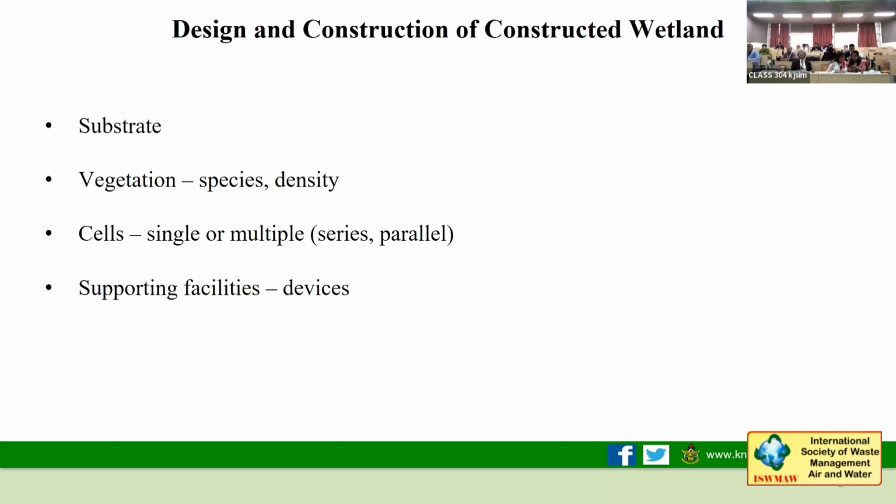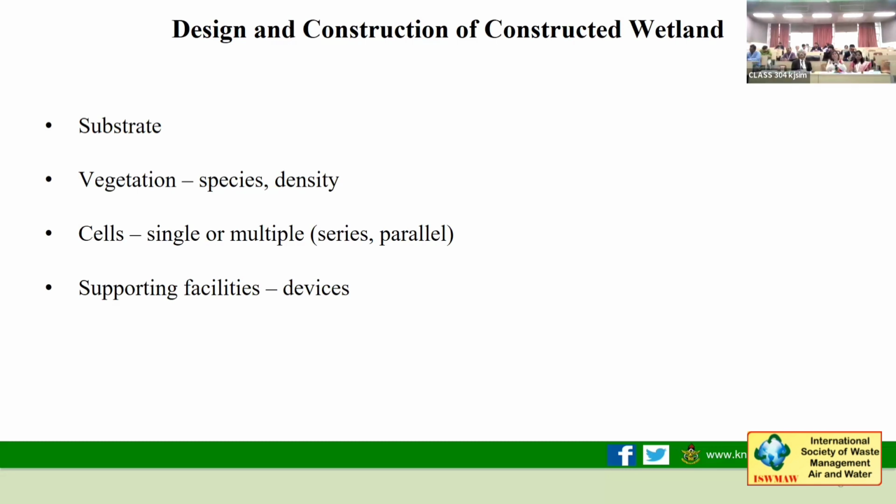Then the vegetation, there are various species. Some are emergent, some are floaters, some are submergent. And then apart from that, you can consider the population density. That is whether a sparse population or a dense population. There have been studies where people considered 25 plants per meter cube.